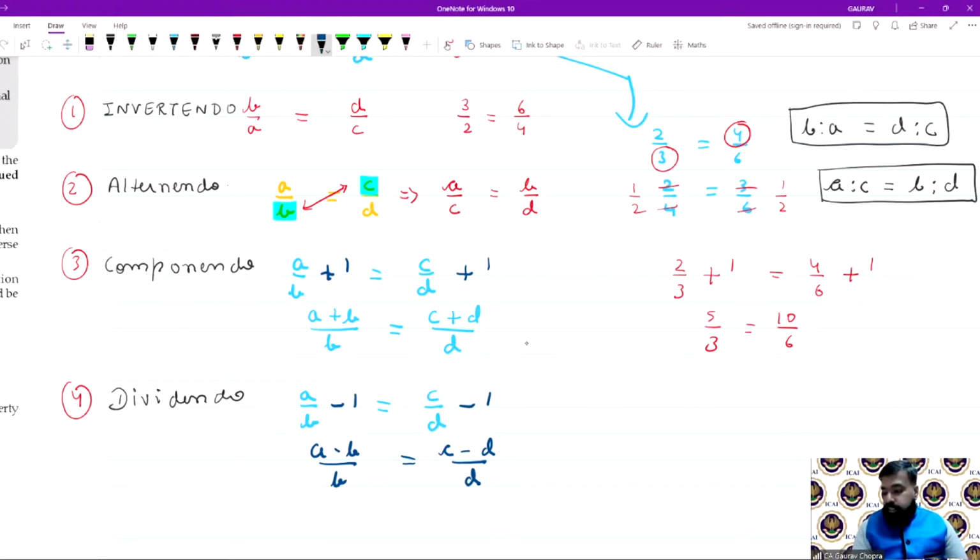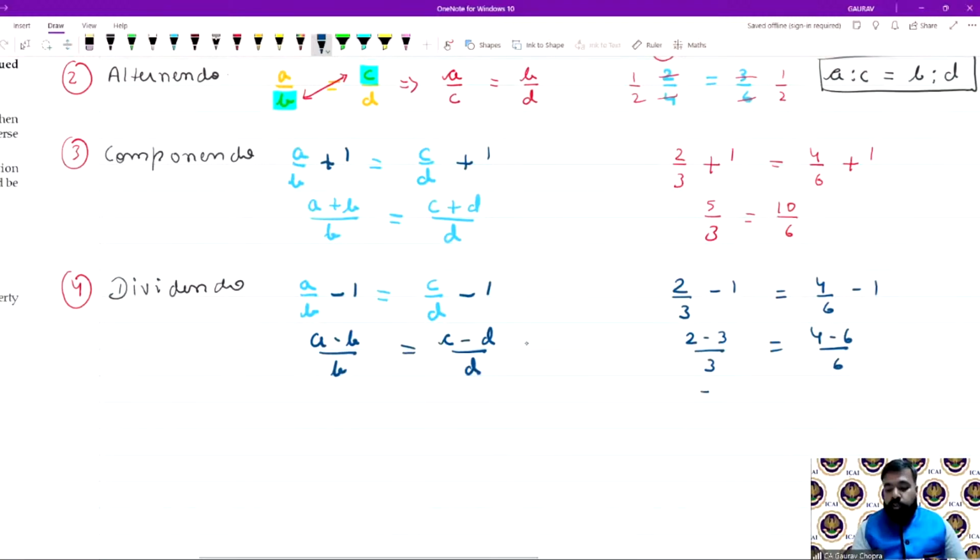We can check this again on the given example. 2 by 3 minus 1, and then we have 4 by 6 minus 1. So what will come? 2 minus 3 upon 3, and here 4 minus 6 upon 6. So what will be the result? Minus 1 by 3, and it is minus 2 by 6. If we cancel 2 by 6, it becomes minus 1 by 3. So again, both are equal.